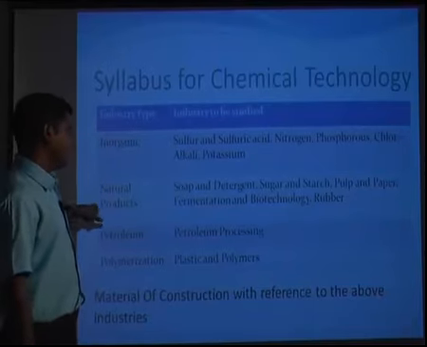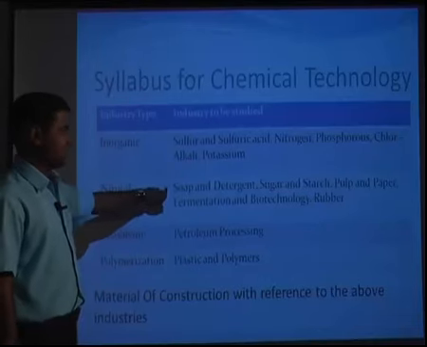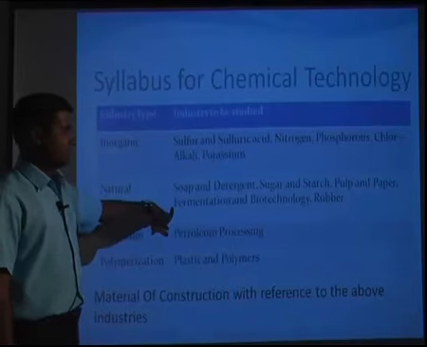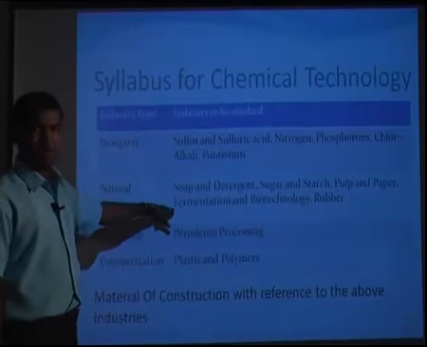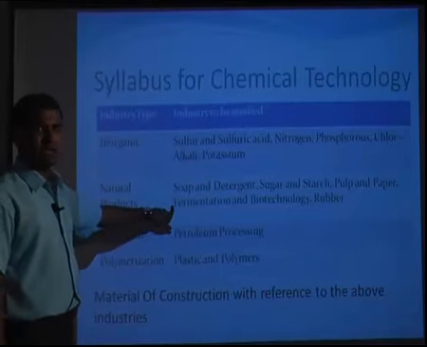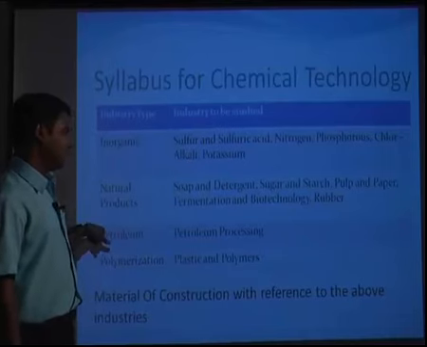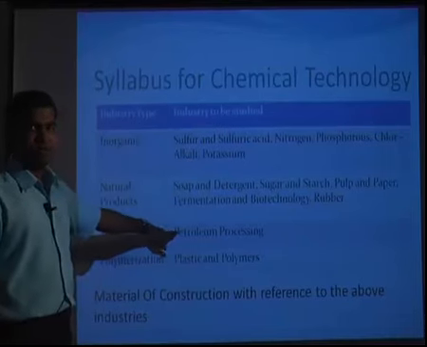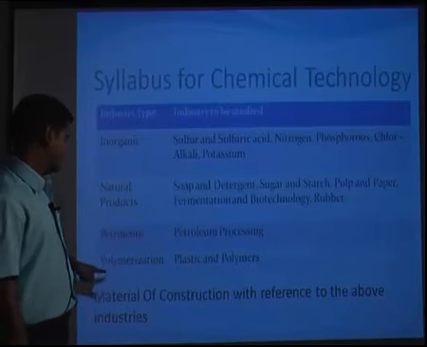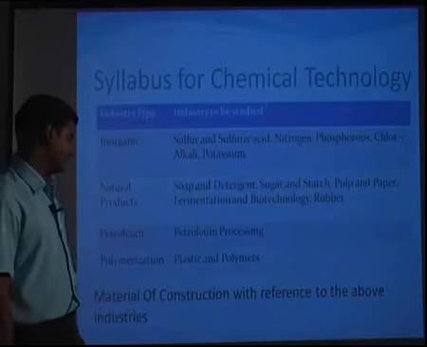Under natural products, we have to discuss soap and detergent, sugar and starch, pulp and paper industry, fermentation, where we will also discuss a little bit about biotechnology, and rubber, both natural and synthetic. Then in petroleum, we will mainly discuss petroleum processing, which are the processes under petroleum. And then polymerization, we will discuss plastics and polymers.